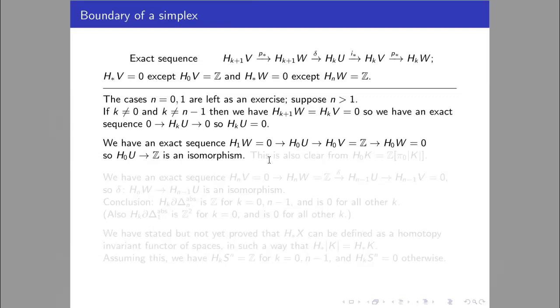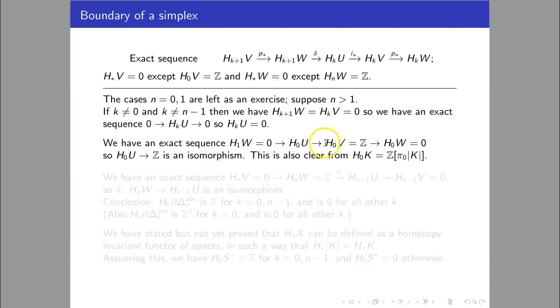And this was one of these basic facts about exact sequences. This group here is 0, so this map is 0, and that forces this map to be injective. The group on the other end is 0, so that forces this map here to be surjective. So this map in the middle is both injective and surjective. It's an isomorphism. So that means that H0U is just Z.